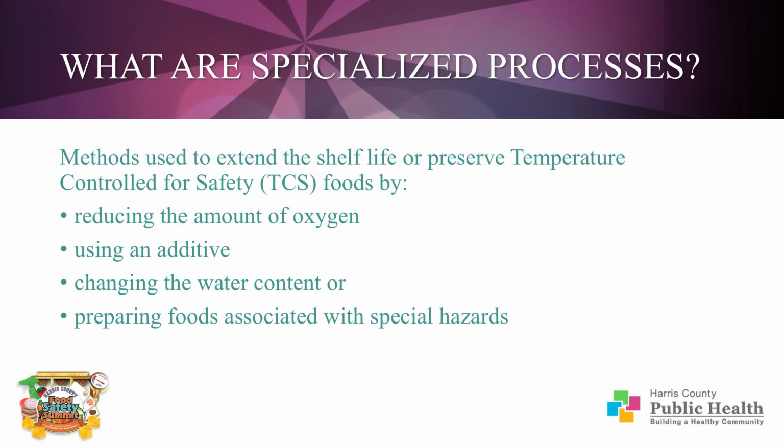And so what are specialized processes? These are methods used to extend the shelf life or preserve temperature control for safety foods by either reducing the amount of oxygen, using an additive, changing the water content, or preparing foods associated with special hazards.